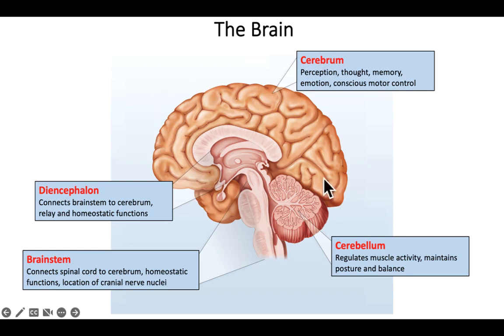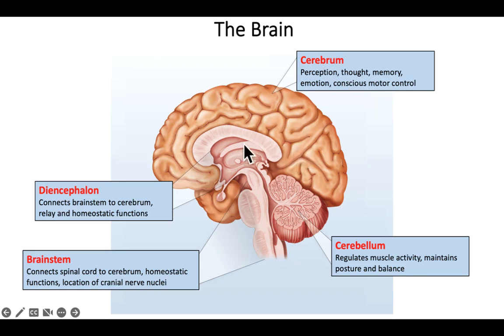This is a very common image of the brain that we use to identify most parts. The cerebrum is this larger area here. It has these grooves, so we use the word sulcus to explain the grooves. And then the folds, those are called a gyrus. So it's got these little folds and grooves in it. Again, it's divided into lobes, which we'll take a look at in a future slide. It does a lot of the higher level function of the brain, perception, thought, memory, emotion, and conscious motor control.